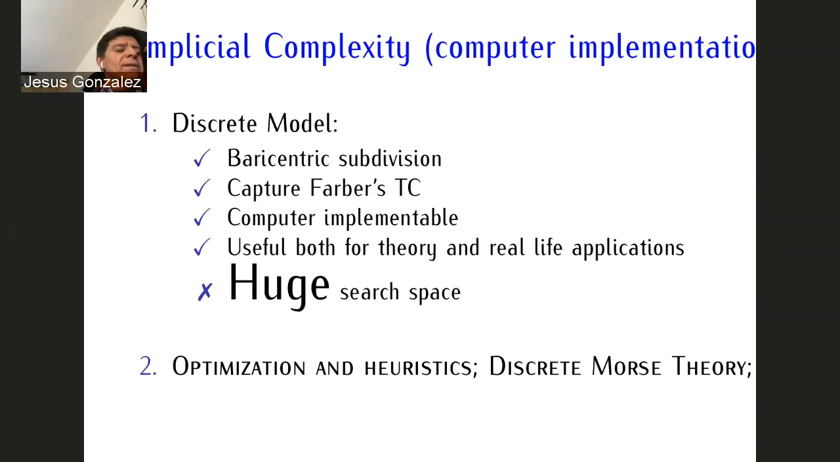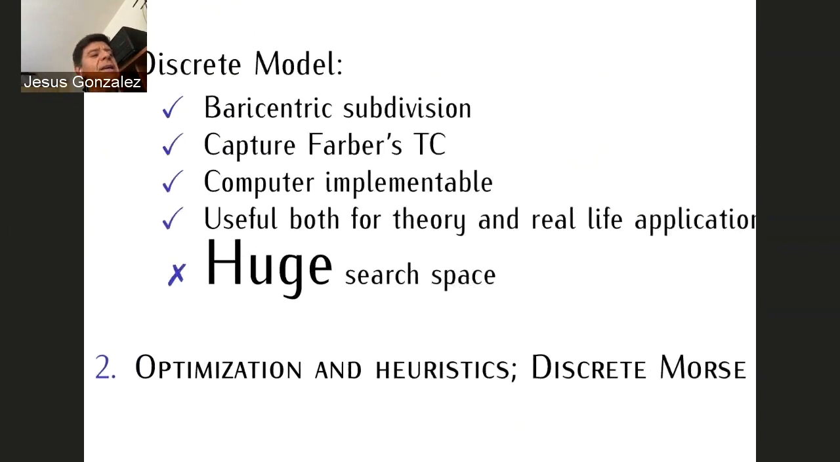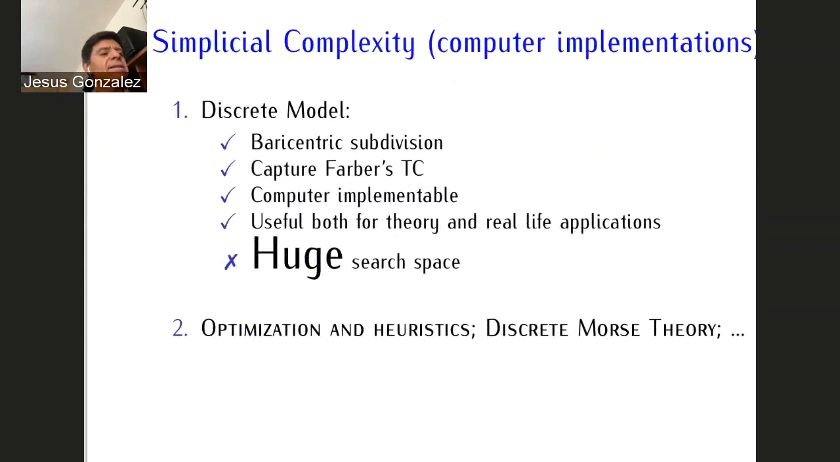But one of the drawbacks of this is that it has a huge search space, basically because you are taking into account barycentric subdivision, and this makes it terrible. But on the other hand, I see this as an interesting point, because it calls for the use of other techniques in optimization, for instance, looking for heuristics for searching in this huge space. This could use, for instance, discrete Morse theory techniques or any other kind of technique.